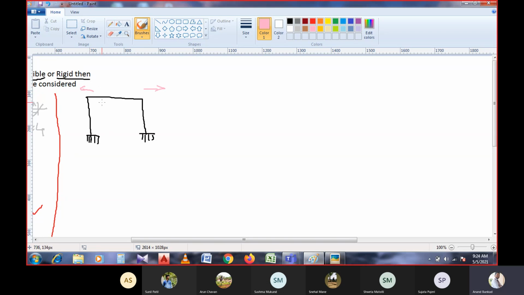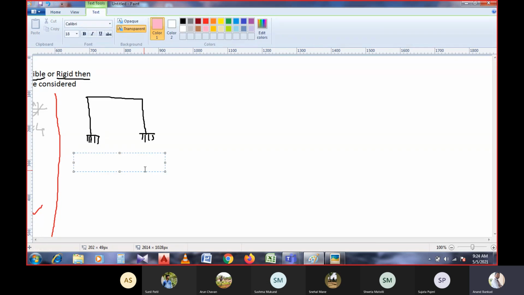Correct? So at the same time, the particular body is rigid, and it is inextensible, or the axial deformations are neglected. Axial deformations are neglected. In that case, how many degrees of freedom can we observe over here? What is the formula that can be considered?